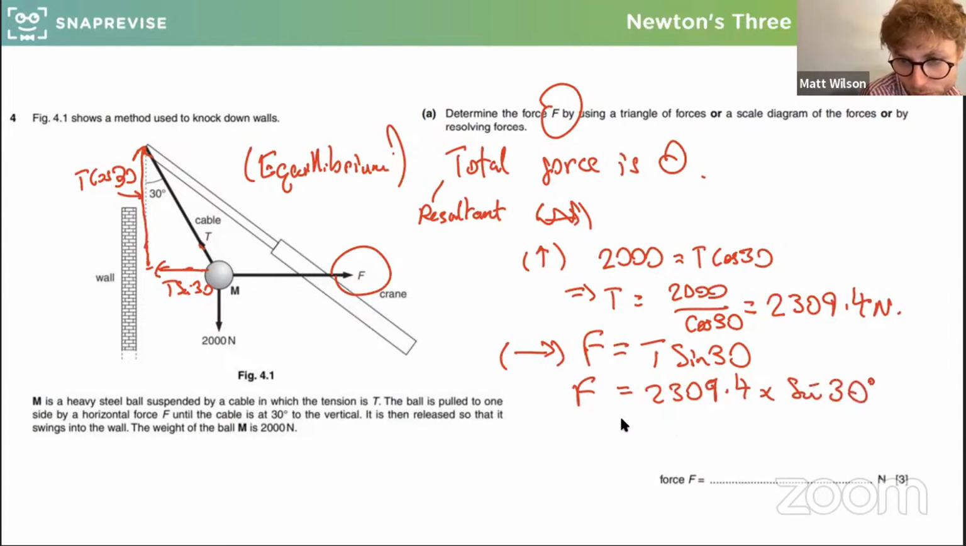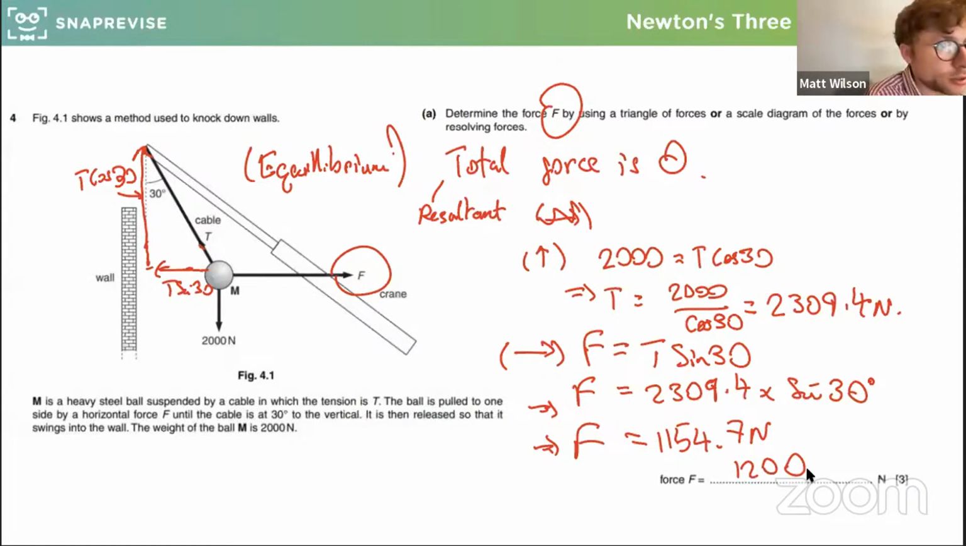Remember, that's degrees. You can chuck all that in the calculator. And if you chuck all that in a calculator, you'll find that F is equal to 1154.7 newtons. In other words, the total force here is, to two significant figures again, 1,200 newtons. Okay, good. Hopefully that's all making sense.